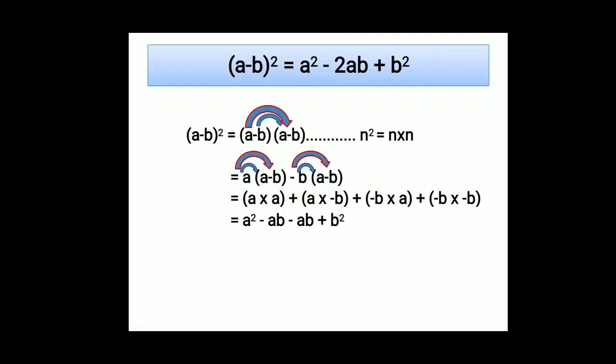Now minus ab minus ab is equal to minus 2ab. So we get a square minus 2ab plus b square. So (a - b) whole square is equal to a square minus 2ab plus b square is proved.